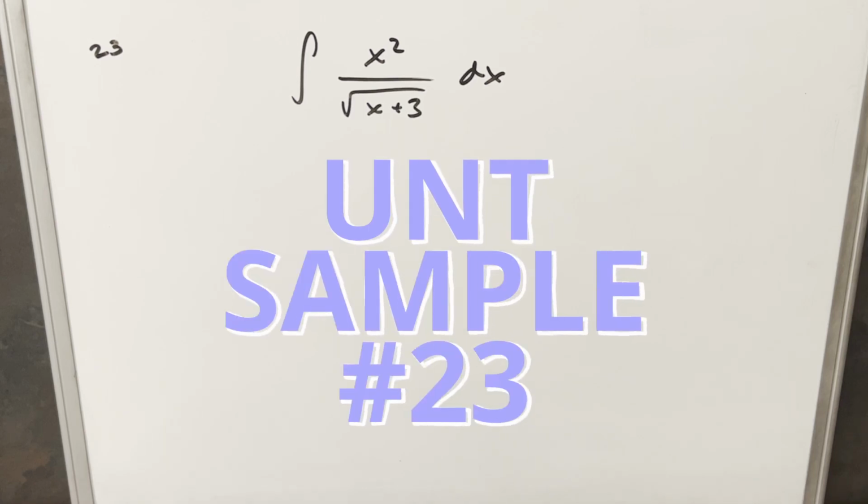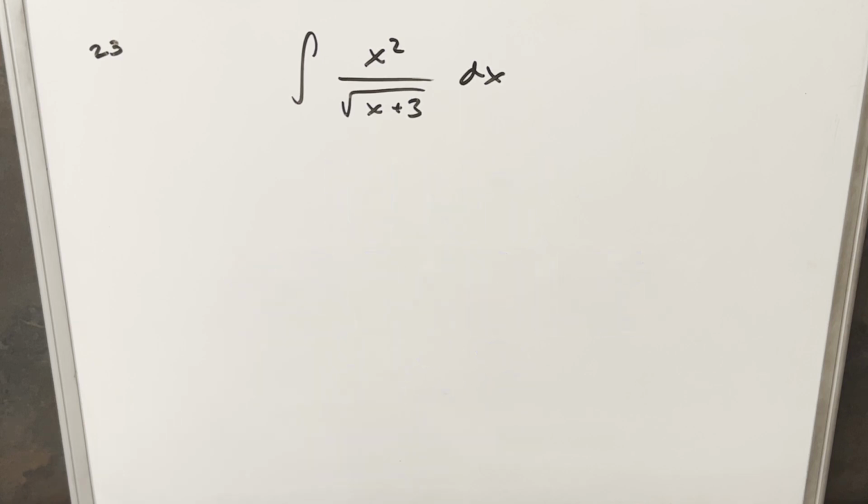Hey, we have here another integral from the UNT Integration Bee. This was sample problem number 23. We have the integral of x squared over the square root of x plus 3 dx. Okay, this doesn't look too bad. The one thing that we really need to deal with is this denominator right here.